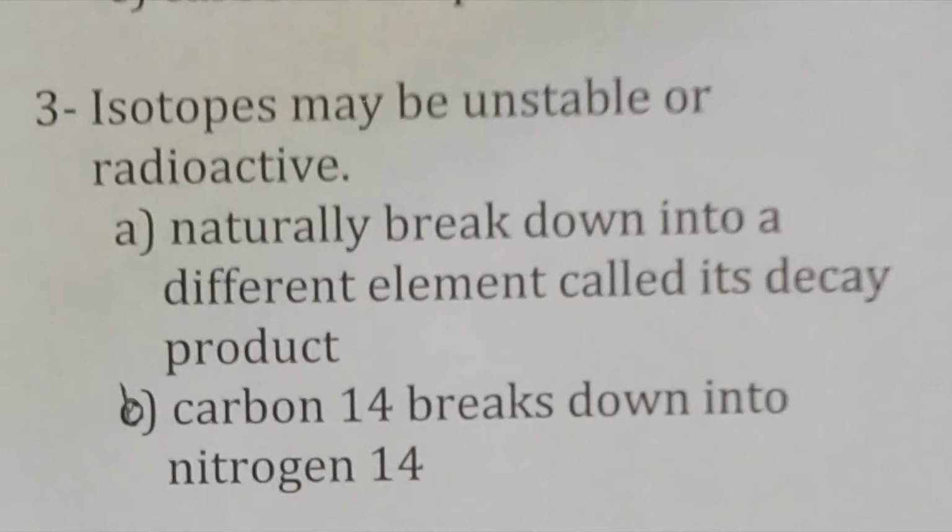Number 3, these elements, known as isotopes, have extra neutrons. They may be unstable or radioactive. A, they naturally break down into a different element called its decay product. B, carbon-14 breaks down into nitrogen-14.